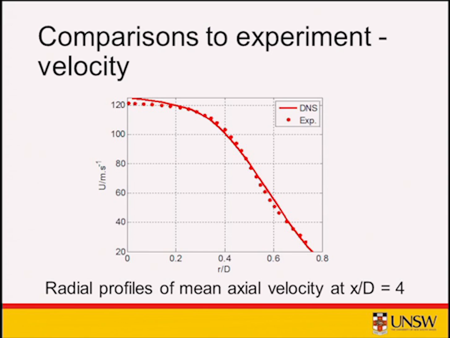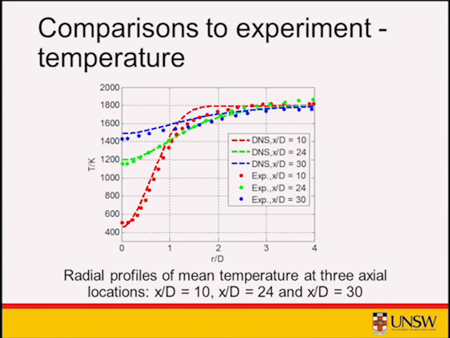Comparisons to experiment, and this is very preliminary work. We're hoping to get more data to compare with, but velocity measurements close to the jet exit are pretty good. Looking at temperature as we go downstream, the overall agreement I think is pretty good. We over-predict the temperature a little bit, particularly near the burner.